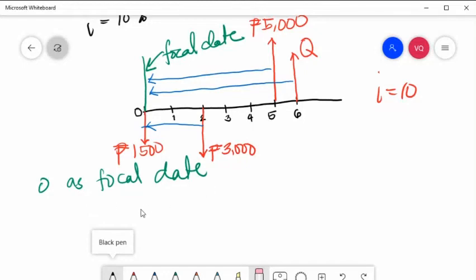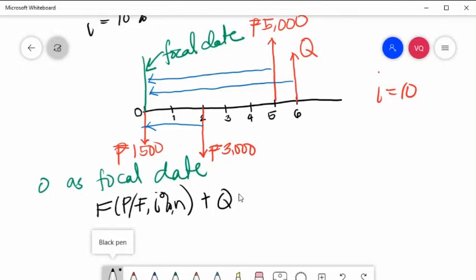Let's start with the equation. Since this is from right to left, we have F P slash F I percent N plus Q, our unknown, Q P slash F I percent N, equal to our lower obligation.